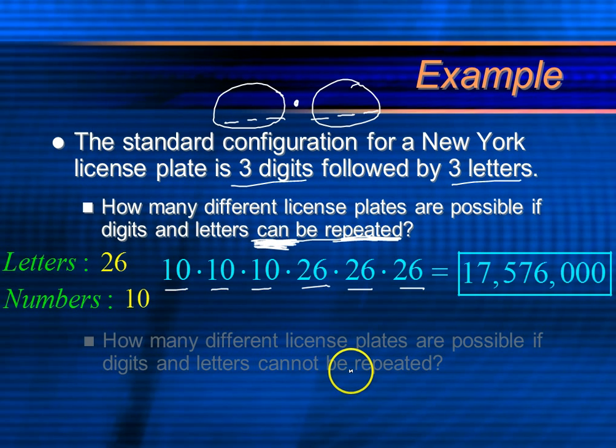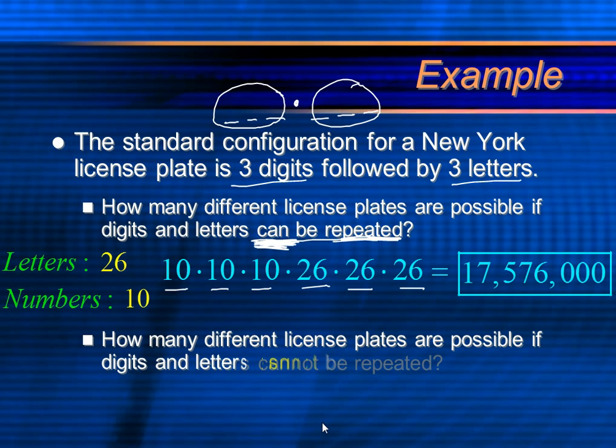There's 17,576,000 different possibilities. Now, changing it again just a little bit, how many different license plates are possible if digits and letters cannot be repeated? So same scenario, except now they cannot be repeated.